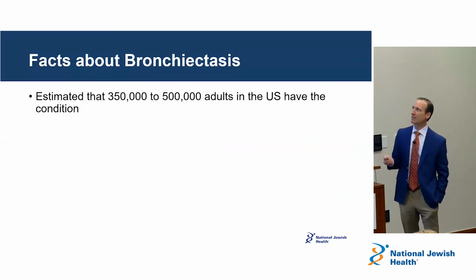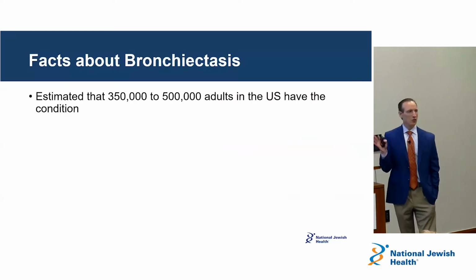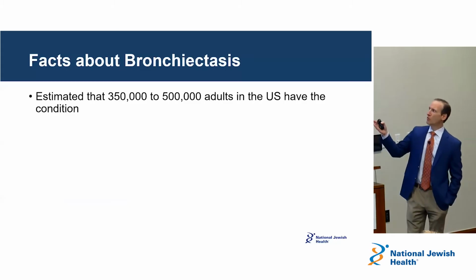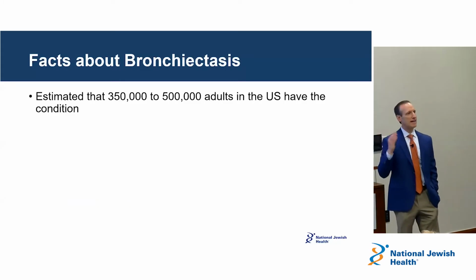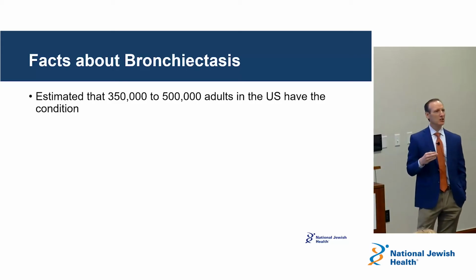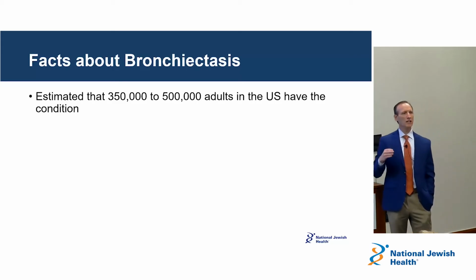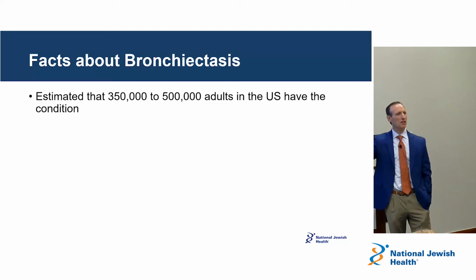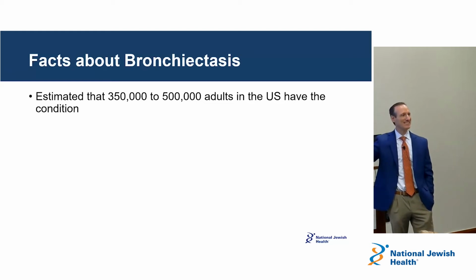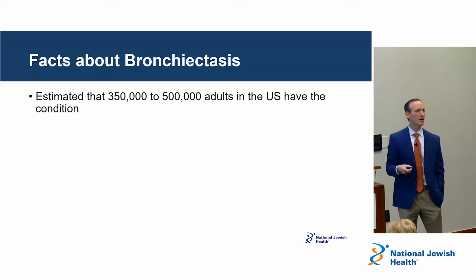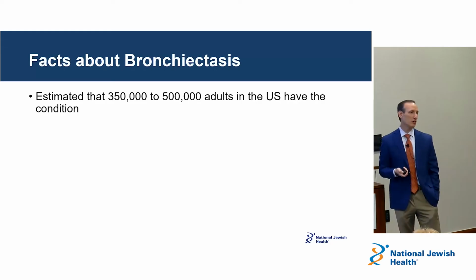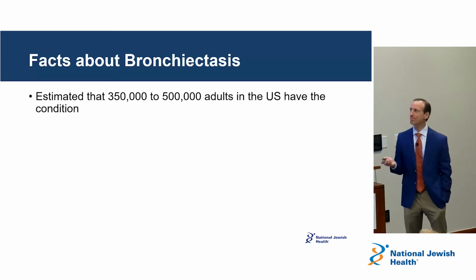So here are some facts about bronchiectasis. This number here of 350 to 500,000 adults in the US is vastly underestimating. You've got to remember, we can only put people into the known if we actually look for the disease. And so this disease often is underappreciated, and that's because there's a lot of common symptoms to other pulmonary conditions that are often more thought of.